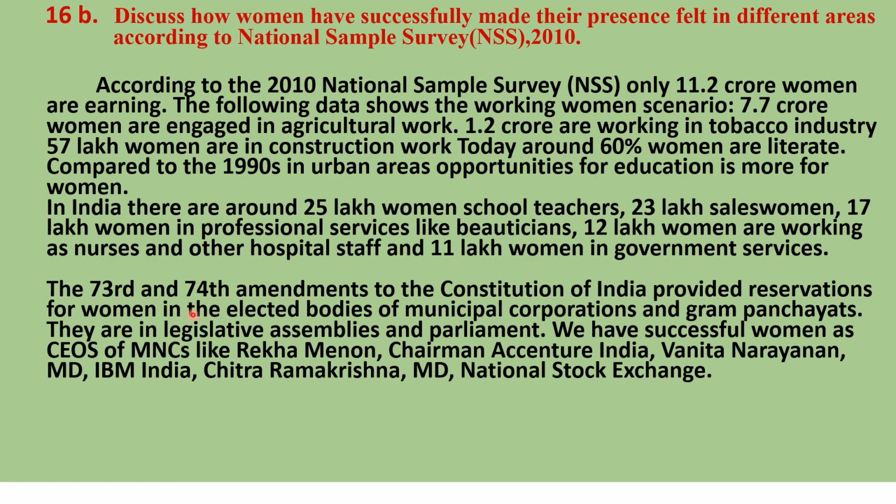These two, 73rd and 74th amendments to the Constitution of India, provided reservations for women in the elected bodies of municipal corporations. This is very important. Last time many of you wrote wrong. It is to provide opportunity or reservations in the elected bodies of municipal corporations and gram panchayats. They are in legislative assemblies and parliament.